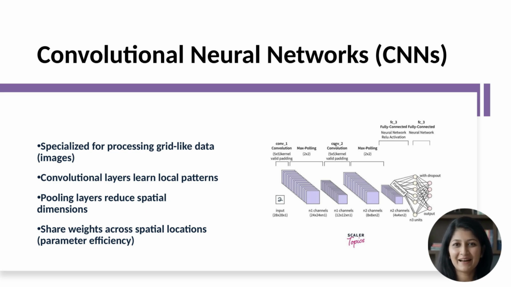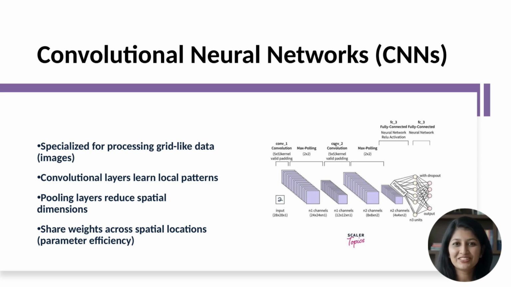Here's the key insight. Filters share weights across the entire image. A vertical edge detector learned in one part of the image works everywhere. This is called translation invariance. A cat is a cat whether it's in the top left or bottom right of the image. Weight sharing dramatically reduces parameters. Instead of millions of independent weights, you have hundreds of filters each with a few dozen weights.